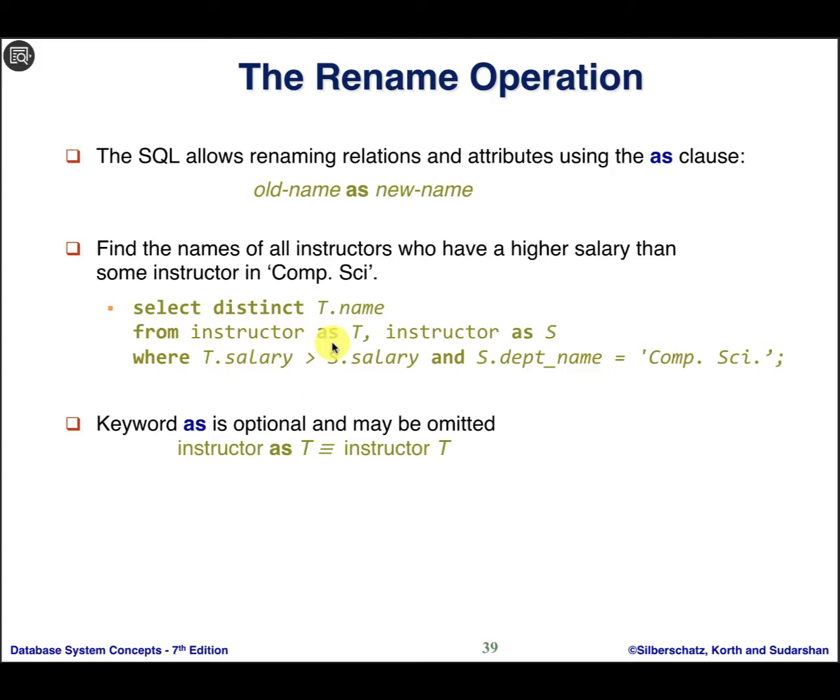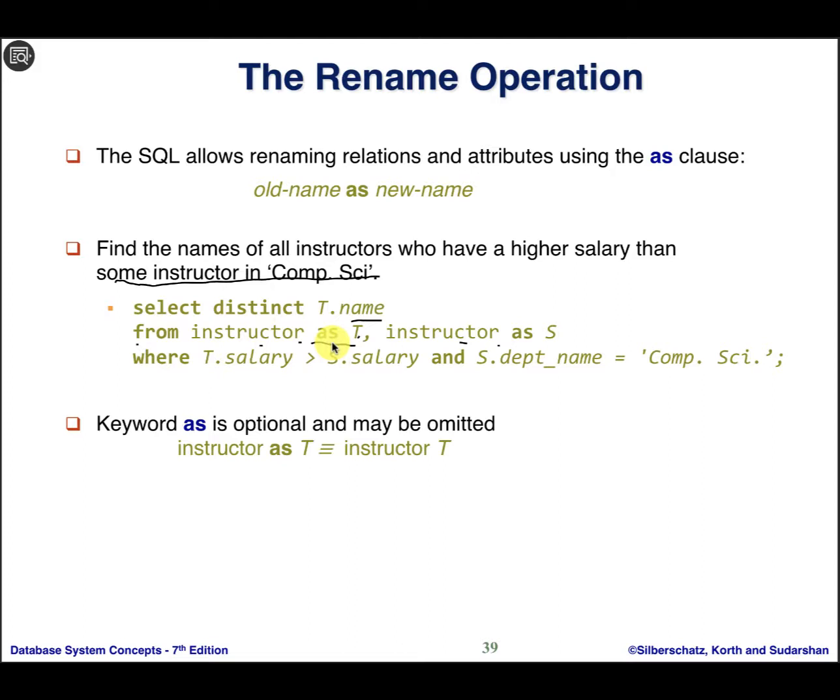So that's what we're going to do here. Find the names of all instructors who have a higher salary than some instructor in the computer science department. So in this case, what am I going to do? I need to find the name from the instructor, and I'm going to ask for two copies of the instructor, T and S. So in this case, I'm going to give an alias.